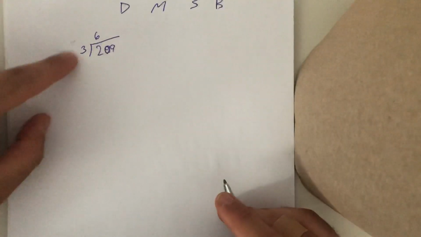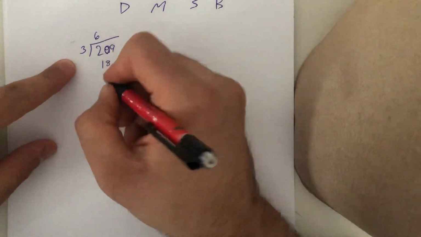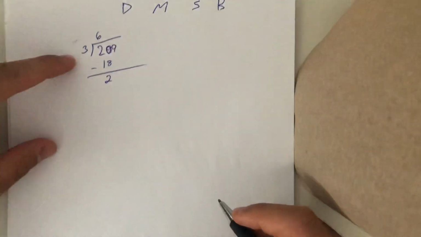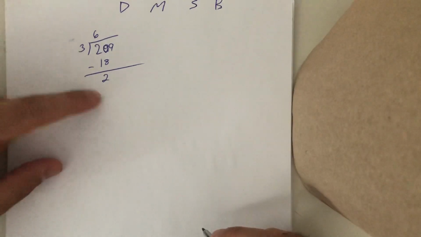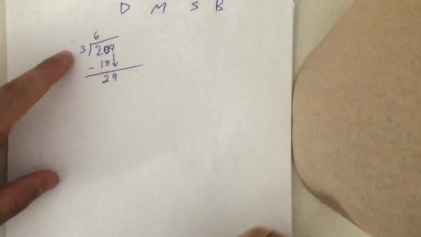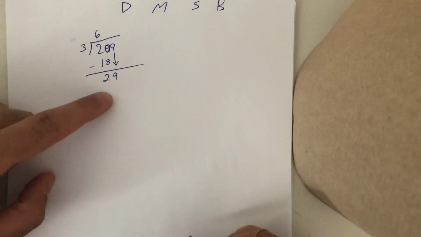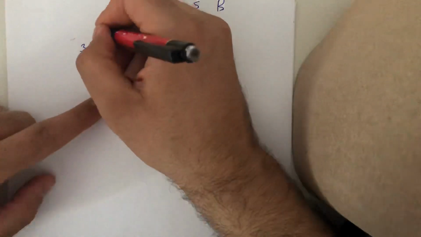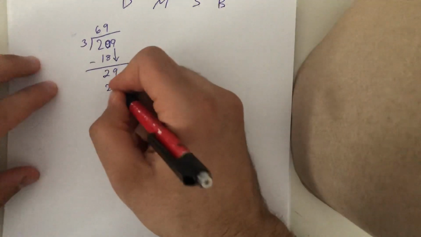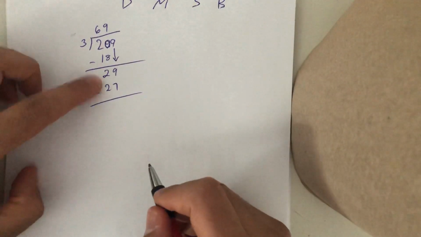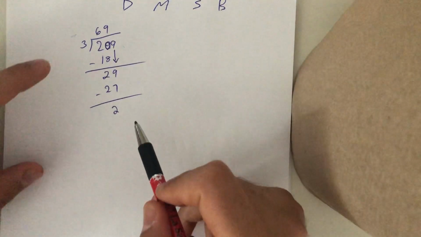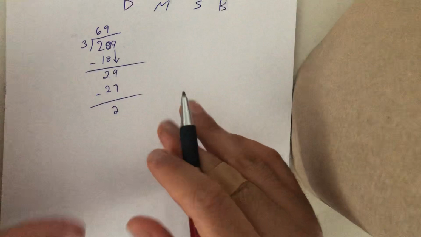Now we multiply. What is 6 times 3? It is equal to 18. Subtract. 20 minus 18 equals 2. How many times can 3 go into 2? That cannot happen, so we need to bring down the 9. How many times can 3 go into 29? It could go into it 9 times. What is 9 times 3? 27. What's 29 minus 27 equal to? 2. I do not have any number to bring down, so it will stop right here.